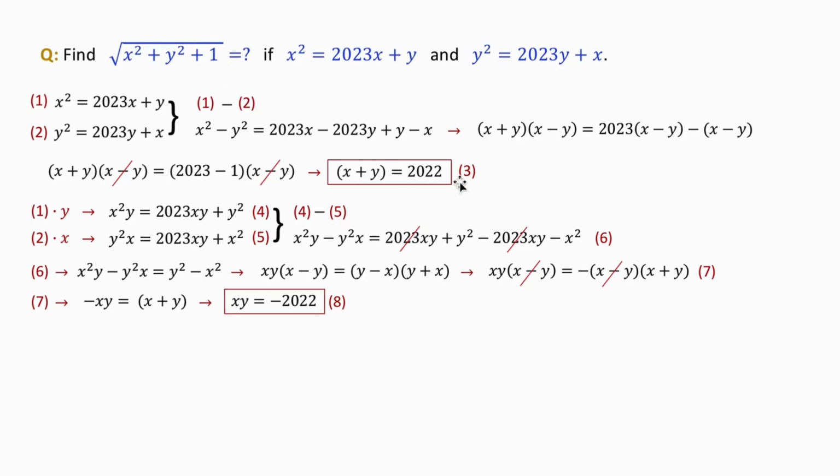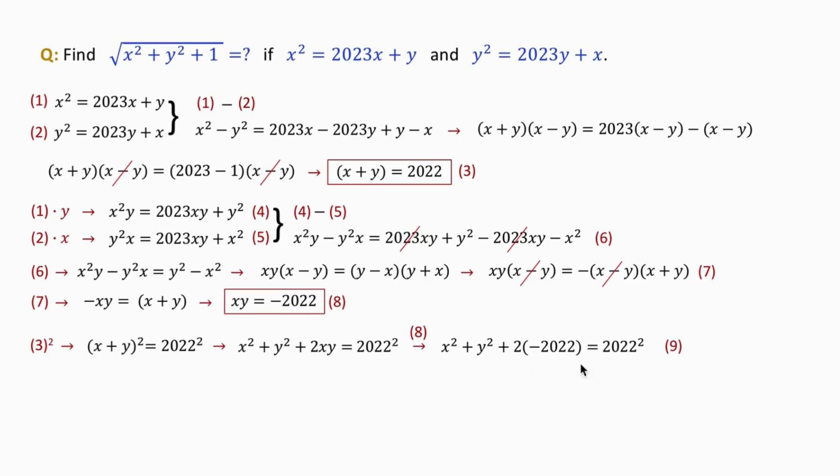So in equation 3, we take the square of both sides. We can write the left side as x squared plus y squared plus 2 times xy. But the first and second terms are the terms that we need to find the solution. Instead of xy, we substitute minus 2022 like this, and we move this term to the right side. Now we can add 1 to both sides to find what we need in this expression.